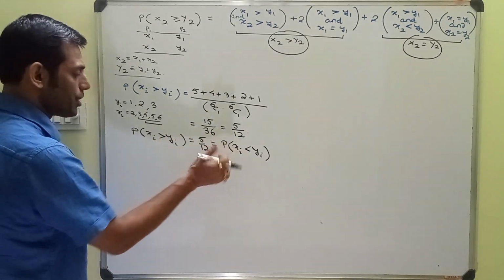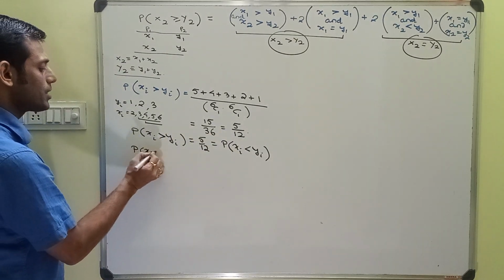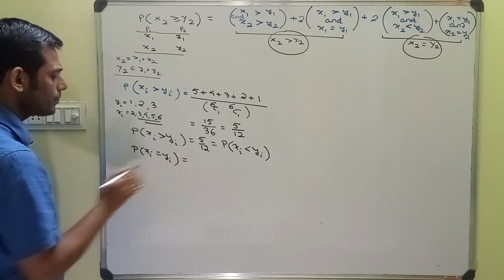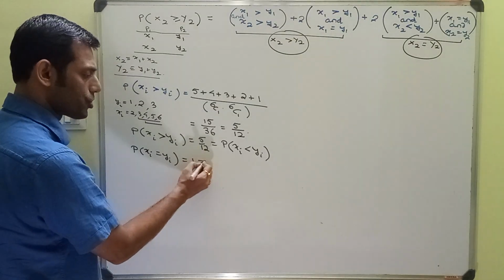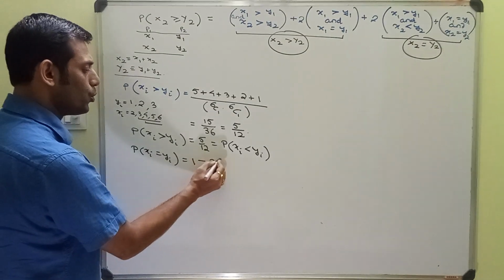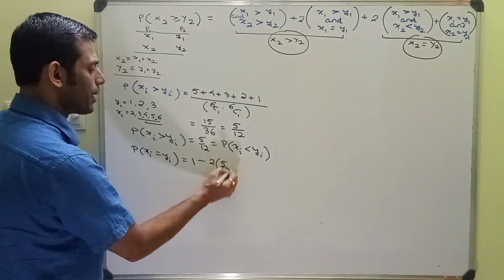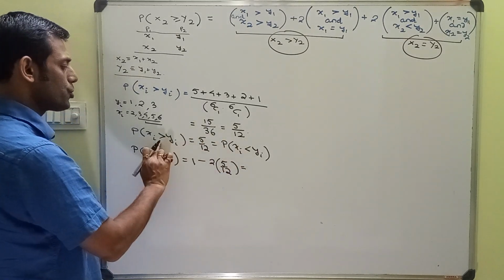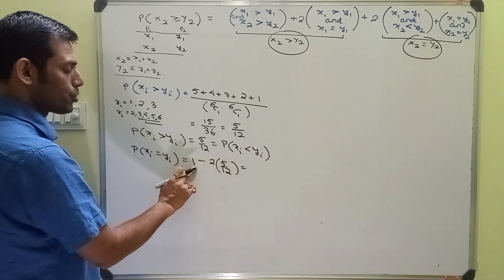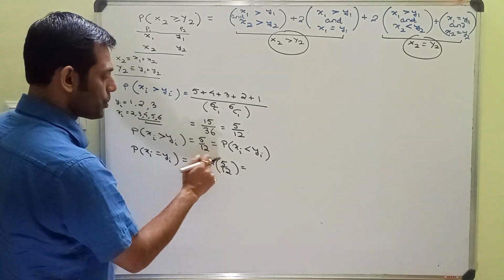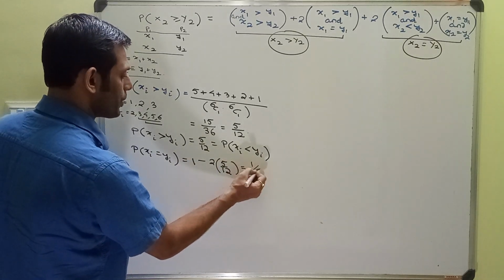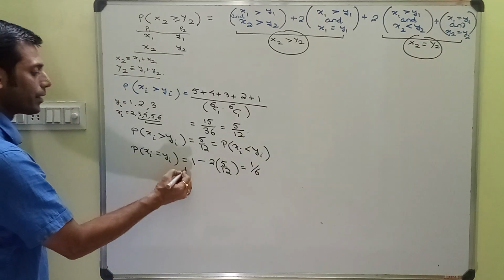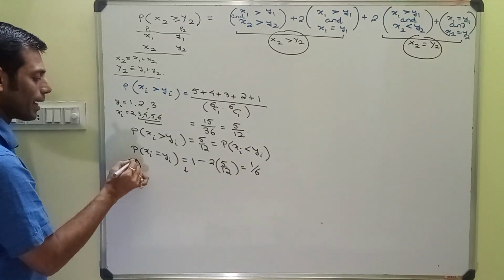Now, 2 cases taken here. That means the probability of xi equal to yi can be 1 minus 2 times 5/12. 2 cases of this, 5/12 subtracted from the total, that means 1 minus 5/6, that means it will be 1/6. Alternately, this can also be seen like this.